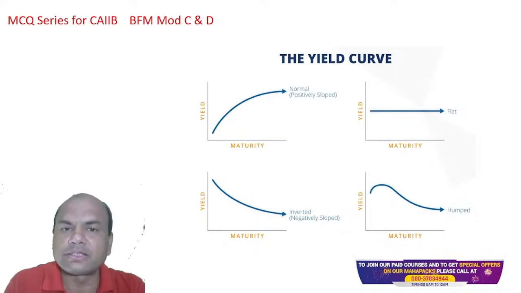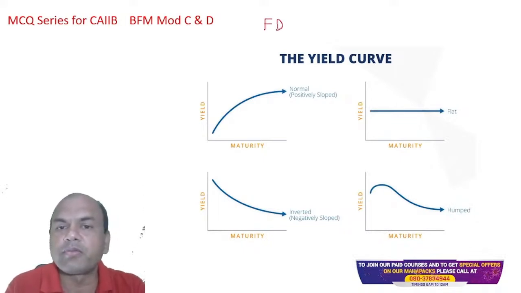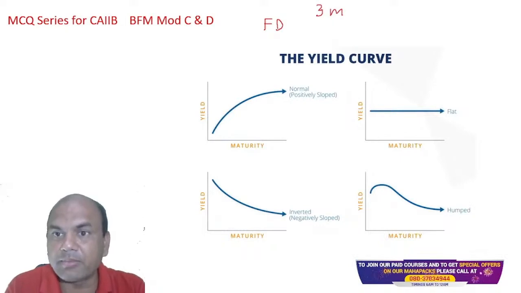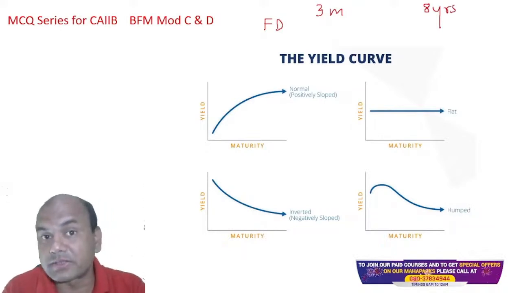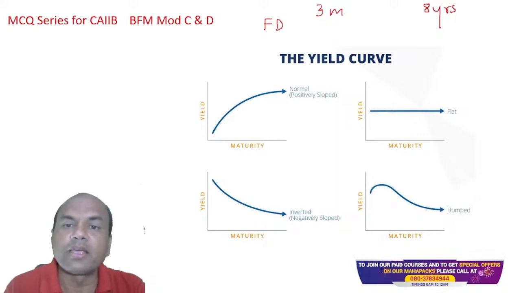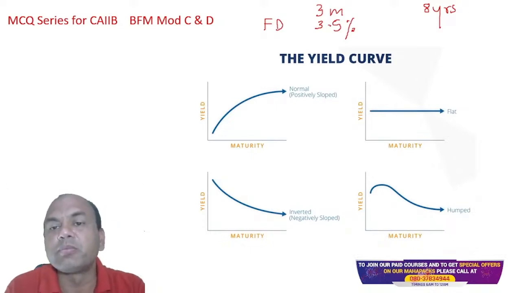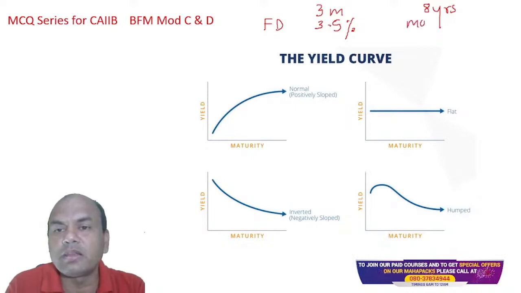Suppose you keep an FD, let's think of FD only. You keep an FD of 3 months, and I keep an FD, let's say, for 8 years. What is the maximum FD available? Up to 10 years in banking. So you keep the FD for 3 months and I keep the FD for 8 years. If you are getting an FD rate of interest of, let's say, 3.5%, what do you think I should get? Should it be more than 3.5, equal to 3.5, or less than 3.5?